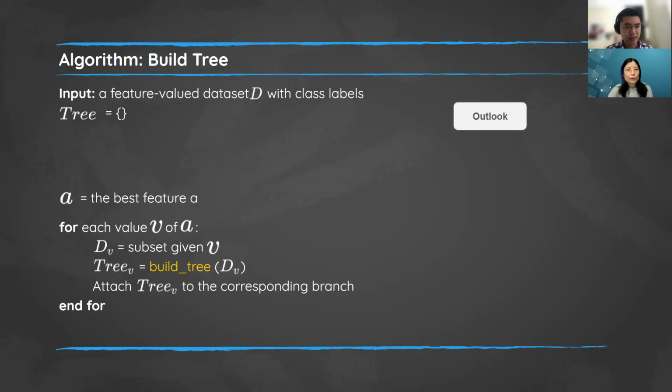So we have the data set set up with the class labels. We call it a tree. It's an empty tree. Then for each feature, we figure out the best feature, which will be given to you at this moment to save time. And for each value in that feature, we define the subtree and attach it to the corresponding branches, and start to build this overall decision tree.